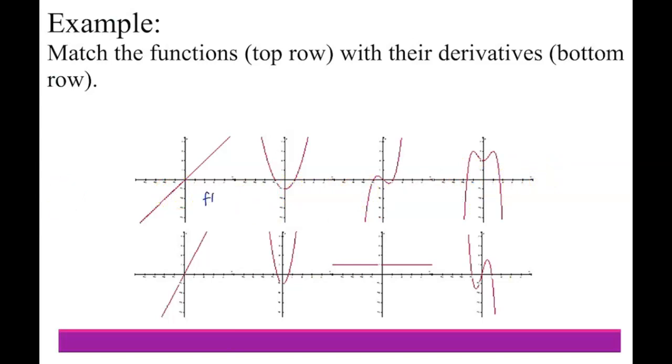I'm going to call this first one f of x, this one g of x, this one h of x, and I'm going to call this one p of x. Just don't want to use a vowel. All right, so now these are the original functions, and we want to take a moment to analyze their slopes.